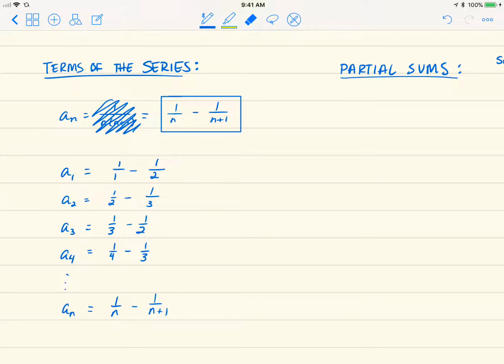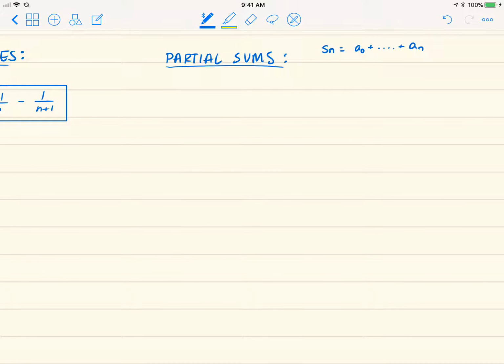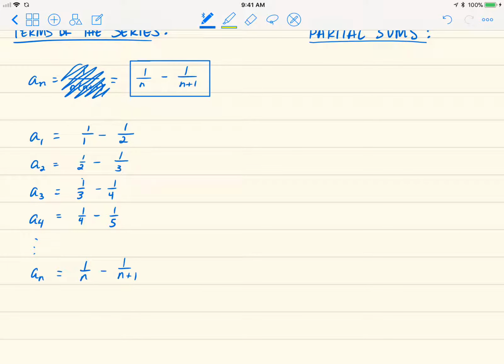Ooh, I've been making errors. So let me clean this up. 1 over 3 minus 1 over 4, 1 over 4 minus 1 over 5. Okay, now partial sums. Let's look at the partial sums. Now remember, the partial sums formula is going to be S sub n is equal to the sum of a1 plus a2 all the way up to a sub n. And let's see here, so s sub 1 is just going to be a sub 1. So it's just going to be 1 over 1 minus 1 over 2.